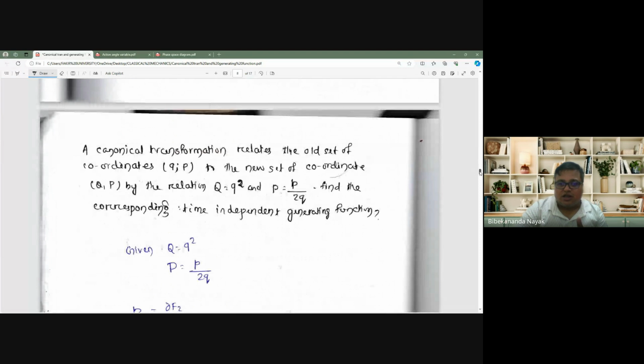In the question, a canonical transformation relates the old set of coordinates small q, p to the new set of coordinates capital Q, P by the relations: capital Q is equal to q square, and capital P is equal to small p by 2q. Find the corresponding time independent generating function. Here it is not a function of time.